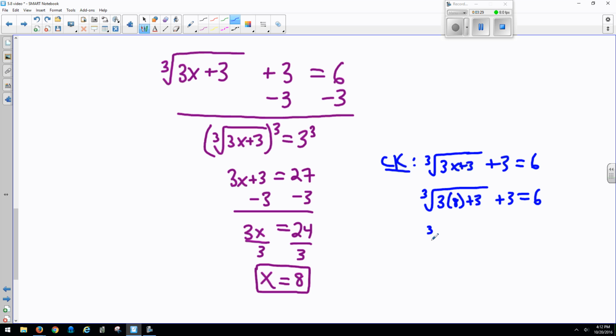So I have the cubed root. Let's see, 8 times 3, that's 24. Plus 3 is 27. Hopefully that's going to be equal to 6. And it does, because the cubed root of 27 is 3. So this checks out.